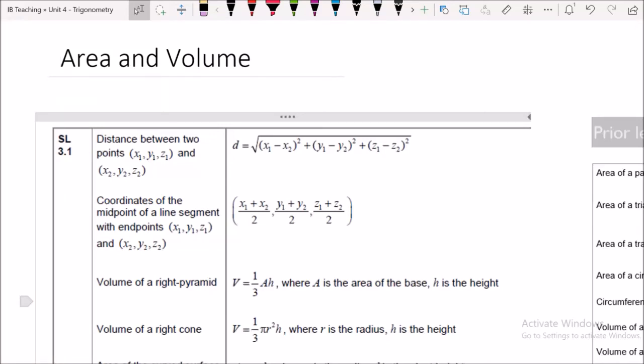I'm back at it again, and today we're going to be looking at area, that's surface area, and volume of solids. Now, in this lesson, we have a whole bunch of formulas. In this case, we're talking about an IB class, so what I have on the screen right now is parts of the IB formula sheet.